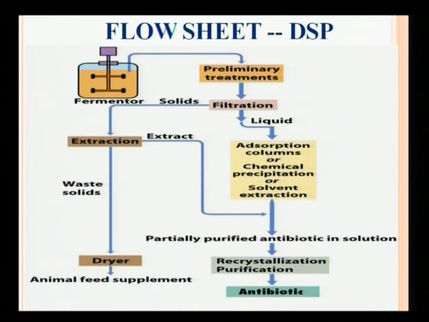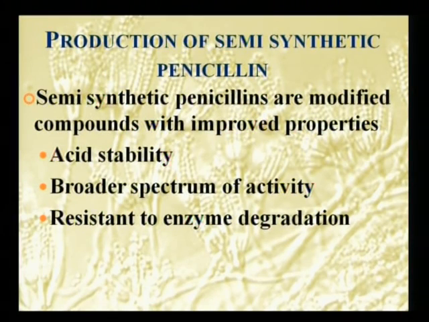You can see the flow sheet of the DSP and the production of semi-synthetic penicillins, that is, from whatever penicillin is obtained by the commercial process. As mentioned earlier, 43% is used as a starting material for semi-synthetic penicillins, which have improved properties: they are stable in acidic environments so that they can be administered orally, and they have a broader spectrum of activity.